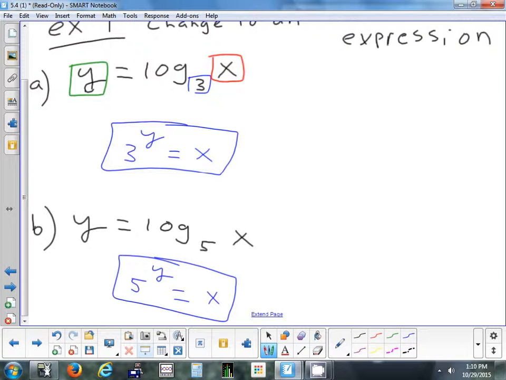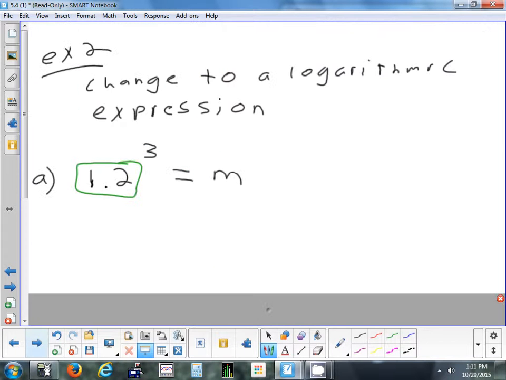Okay, questions on that? Okay, that's kind of the basic idea of what we're going to do today. Is lots of little things like this. Simple things, but there's lots of them. Okay, now we'll try the other way. Take something that's in exponential, change it to log. Well, if I'm going to change it to log, the first thing I should do is write down the word log.